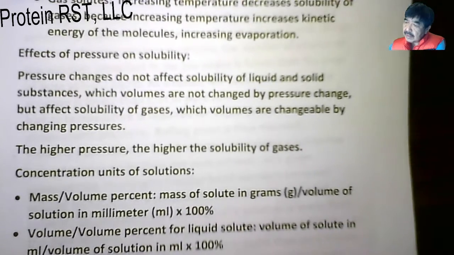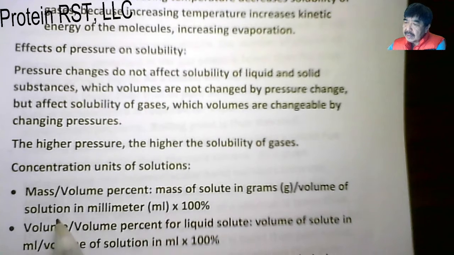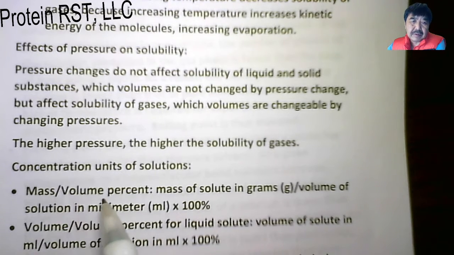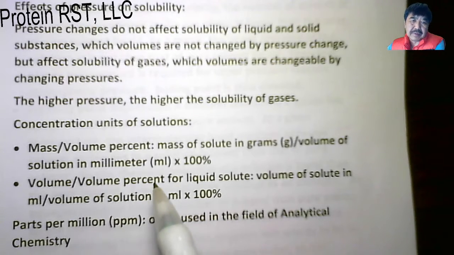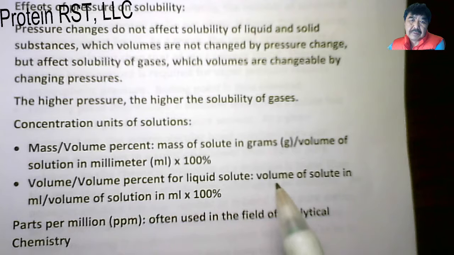Next, let's take a look at the concentration units of solutions. The first one is called mass volume percent. This is the definition: mass of solute in grams divided by the volume of solution in milliliters, multiplied by 100%. Next is volume percent for a liquid solute: volume of a solute in milliliters divided by volume of a solution in milliliters, multiplied by 100%.